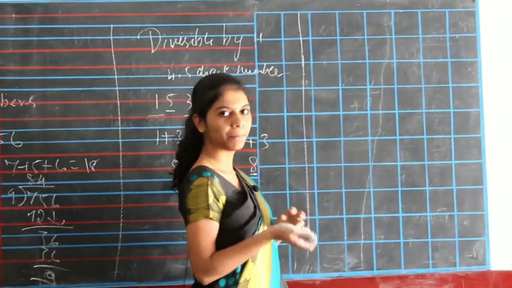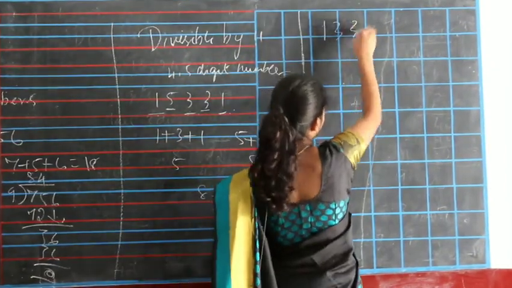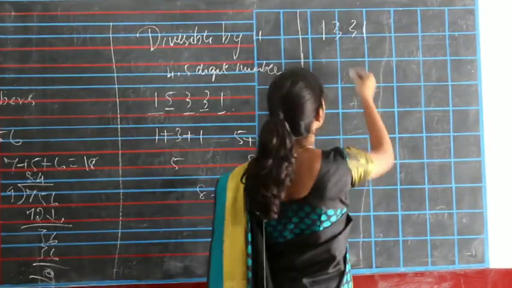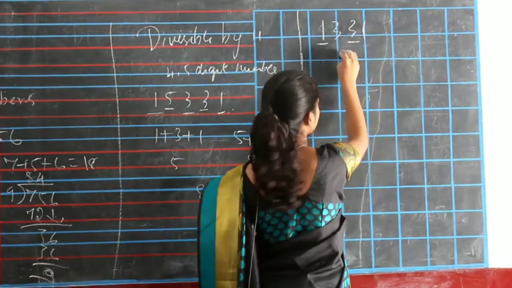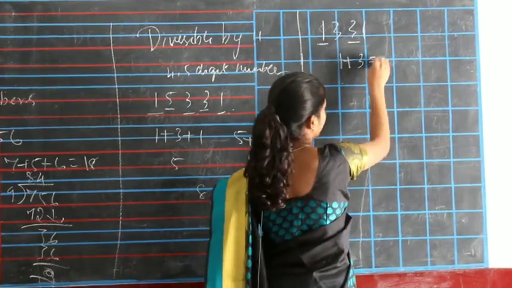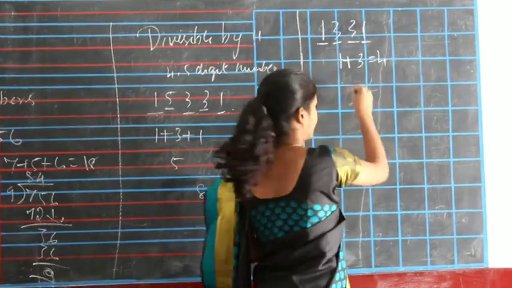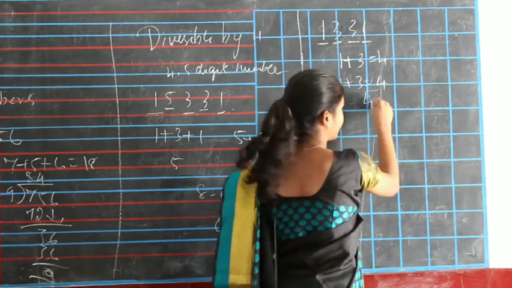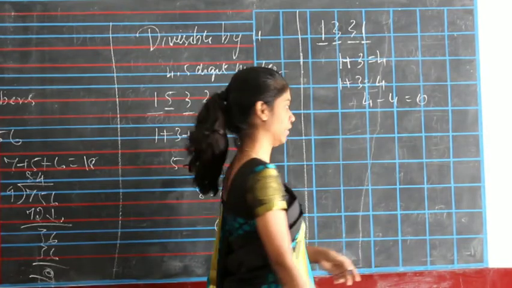Let's see a number which can be divided by 11. 1, 3, 3, 1. Okay, now we'll apply the same thing to this. This is odd and this is odd, right? So 1 plus 3 will be 4, and this is even and this is even. 1 plus 3 is equal to 4. So difference, 4 minus 4 will be 0. So this number can be divided by 11.